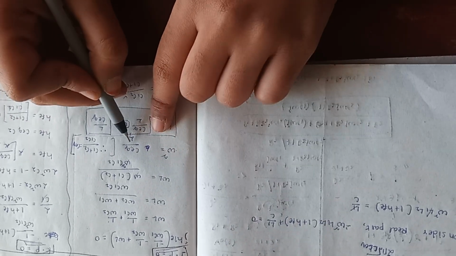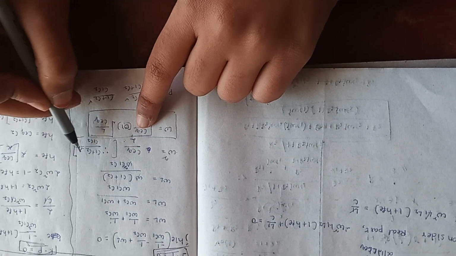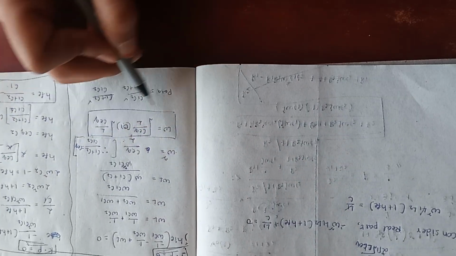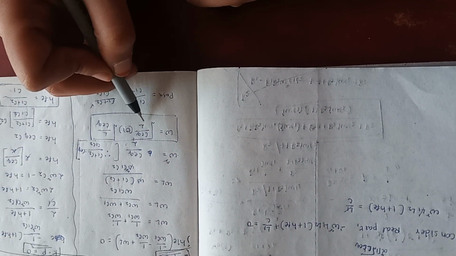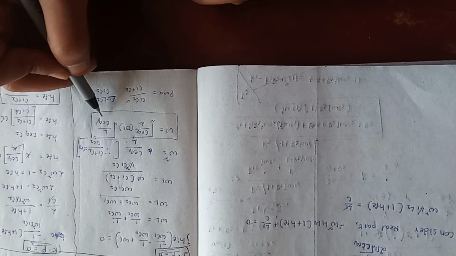Omega square equals to 1 by L C equivalent. C equivalent is nothing but C1 plus C2 by C1 into C2. Omega equals to square root of 1 by L C equivalent.